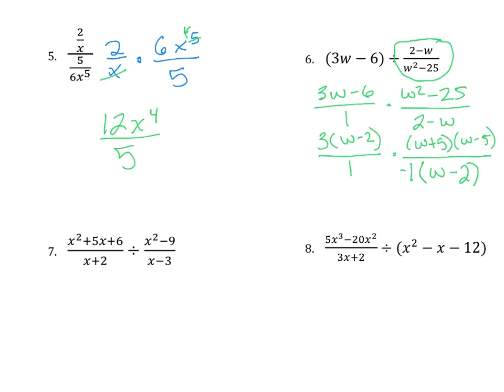And now I can see I have a common factor of w minus 2 to both terms. And if I cancel those out, I simplify. I've got 3 divided by -1, giving me -3 times w plus 5 times w minus 5.